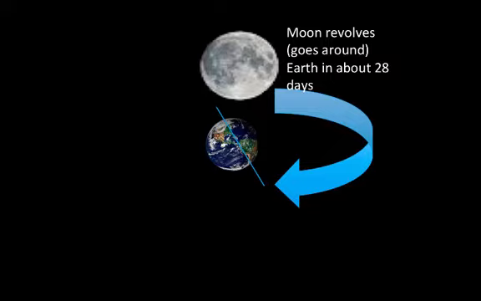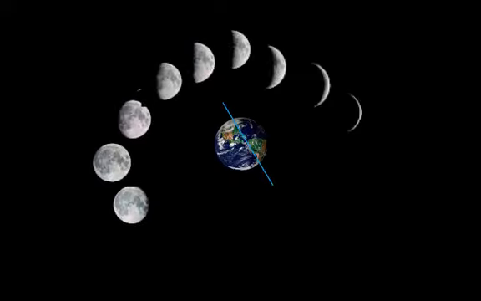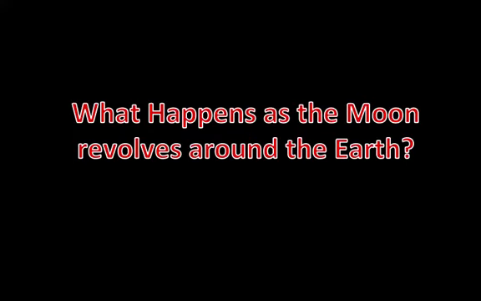What happens as the Moon revolves around the Earth? Let's see. What happens as the Moon revolves around the Earth? I'll give you a minute to think about it. You're correct. We get moon phases as the Moon goes around the Earth.